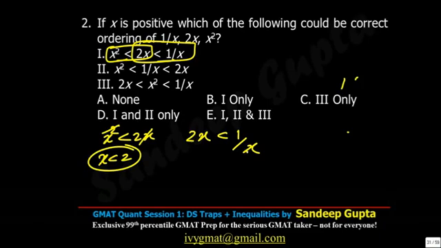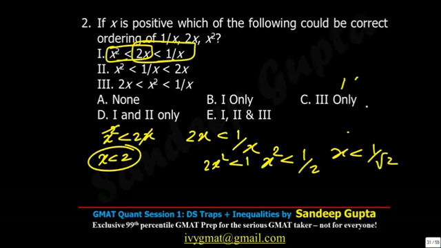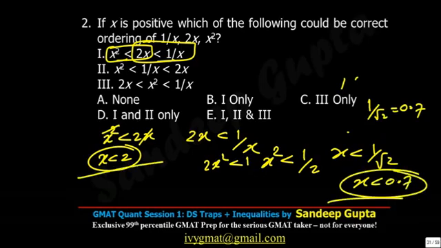If I use this, 2x square is less than 1. That means x square is less than 1 by 2. So x is less than 1 by root 2. 1 by root 2 is always 0.7. You should know that value. So x is less than 0.7. Is there a common solution to x is less than 2 and x is less than 0.7? What is the common solution? So x is less than 0.7 is always going to be satisfied. Always. That is why x equal to 1 by 2 satisfied it. You may try it for the other ones also.